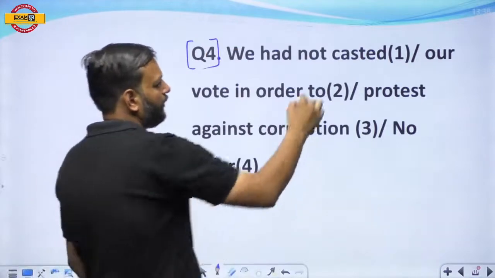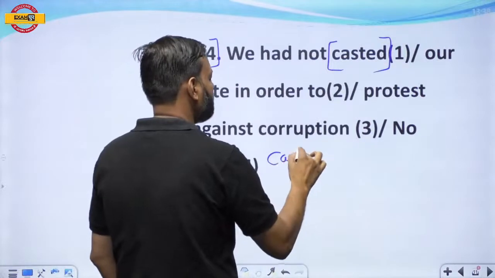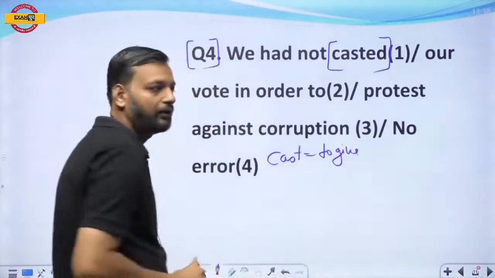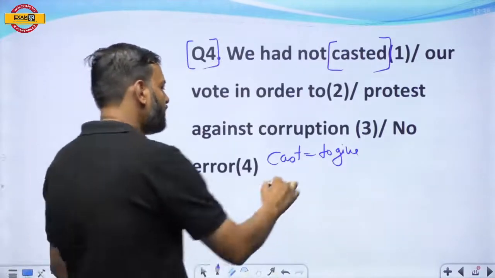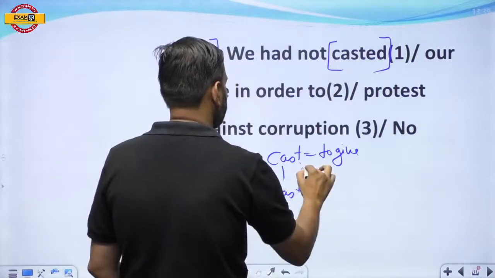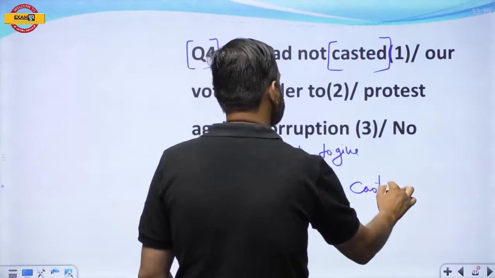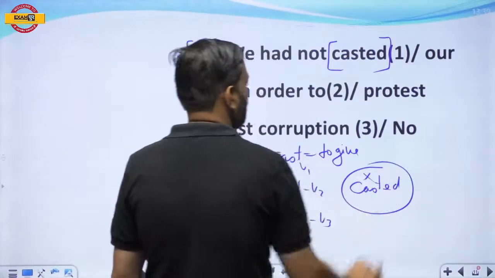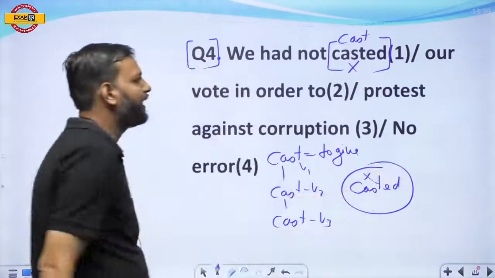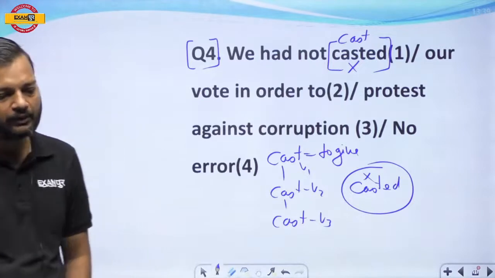See, here the verb casted has been used. Cast means to give, and all the three forms of cast are the same: first form, second form, and third form. That's why casted is wrong. So in place of casted, you have to write cast. We had not cast a vote in order to protest against corruption.